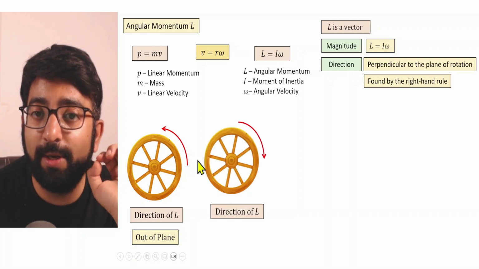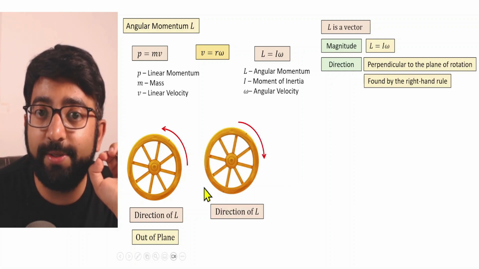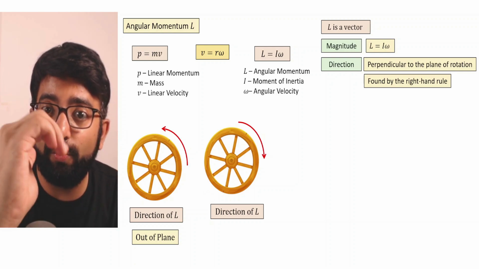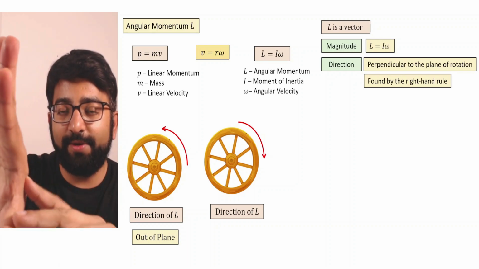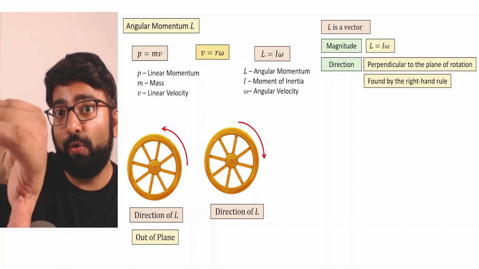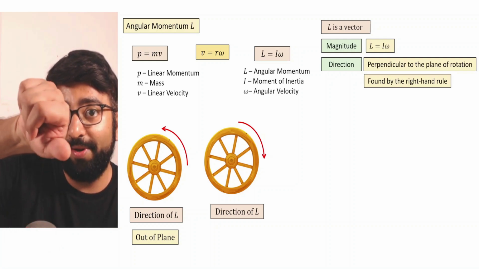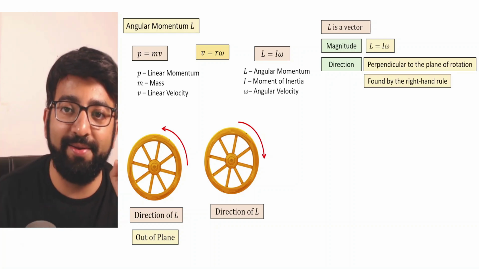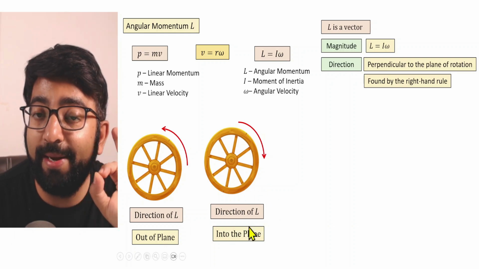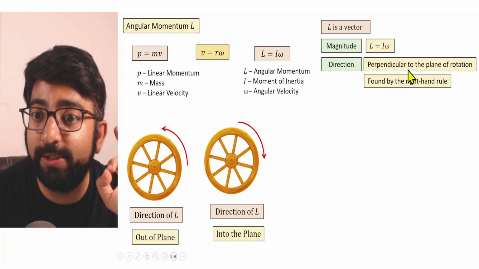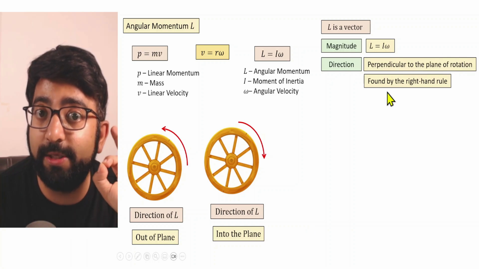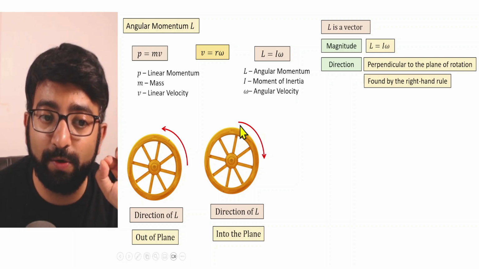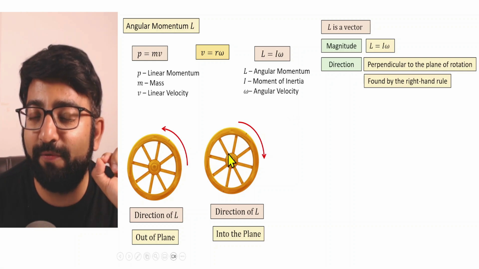That's for case 1. Case number 2, the wheel is now rotating in the clockwise direction. We do the same thing. With the right hand, we curl the fingers in the clockwise direction. But if we do this, this is anti-clockwise, so we reverse the direction, and now the curling of the fingers goes in the clockwise direction so that the thumb is pointing away from you, away from the person, which is going into the screen. So the direction of L in this case will be into the plane. Let me repeat: the direction of L is perpendicular to the plane of rotation and it is found by the right hand rule. We curl the fingers of our right hand in the direction of rotation of the wheel, and then the thumb will give the direction of angular momentum.